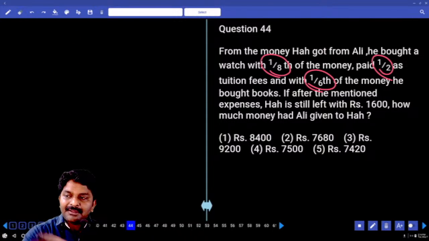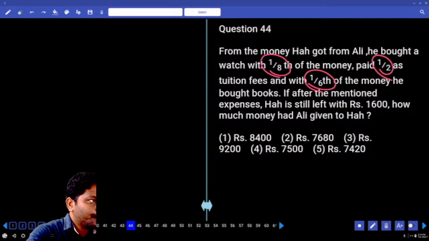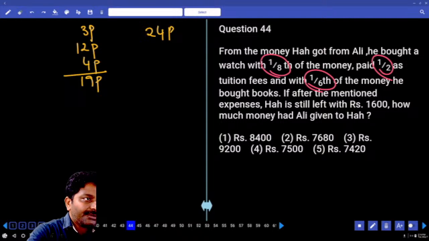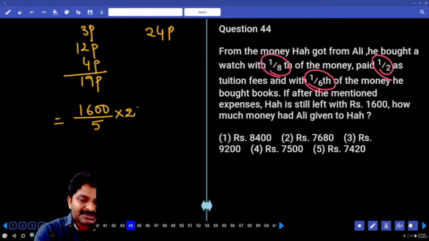Yes, 3 fractions are there. Take the LCM: 24 parts. 1/8 of it is 3 parts. Half of it is 12 parts. 1/6 of it is 4 parts. In total, 19 parts are already spent out of 24, so remaining is 5 parts. From this we can conclude remaining is equal to 1600, that is equal to 5 parts. Now we were asked to calculate 24 parts only.